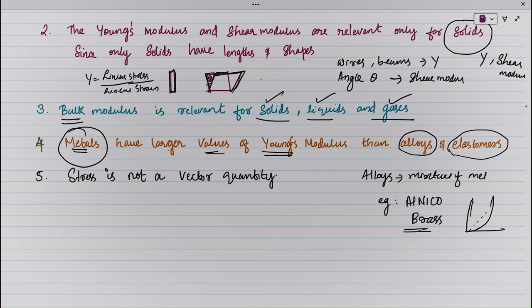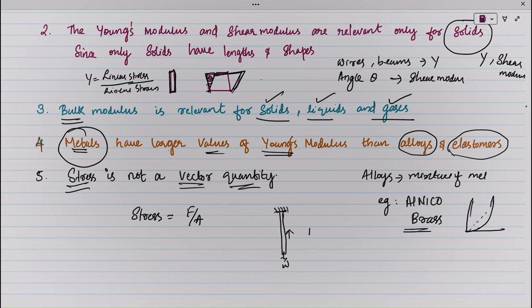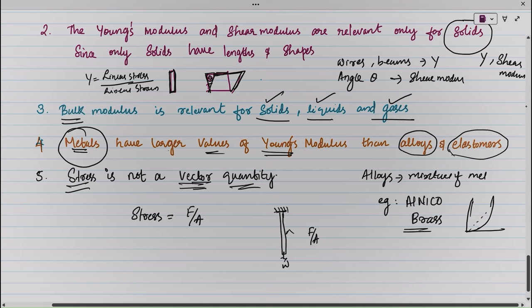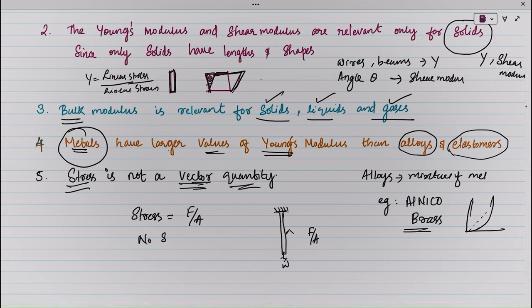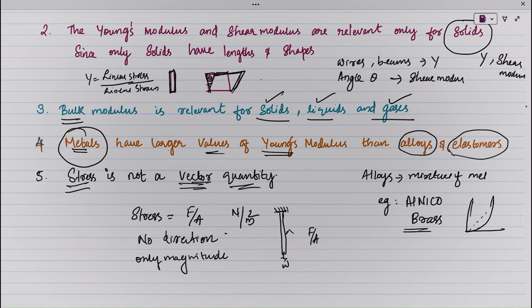Okay, then the fifth point: stress is not a vector quantity. What is stress? Stress can be defined as force per unit area. If we apply a weight on a wire clamped at one end, it will produce a force per unit area. But it does not have any direction. That is, stress has no direction, only magnitude. The unit is Newton per meter square.